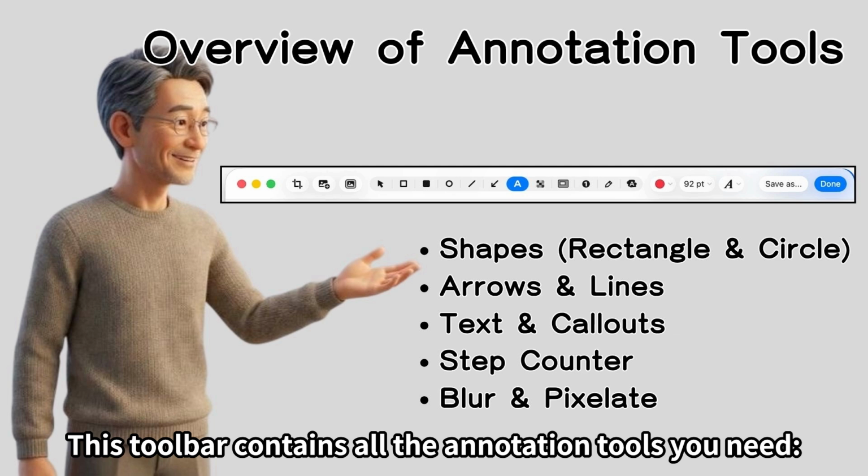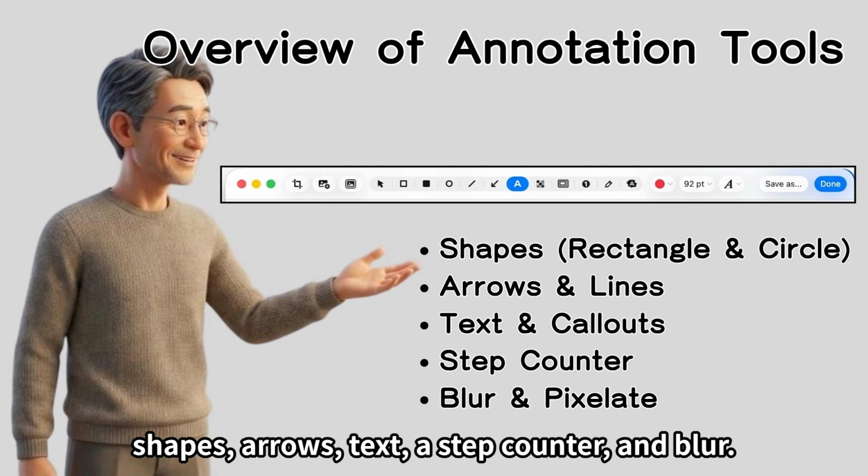This toolbar contains all the annotation tools you need: shapes, arrows, text, a step counter, and blur. Let's look at each of them.